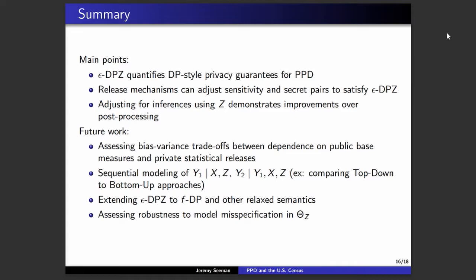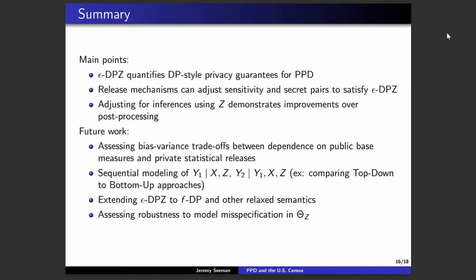And this might be a way of thinking about it as a sequential set of conditions that would allow us to maybe compare these a little more holistically. There's also things we can do to extend these not only to epsilon DP style semantics, but also, say, relaxations such as f-differential privacy or anything that allows for more flexibility in the testing interpretation of privacy.